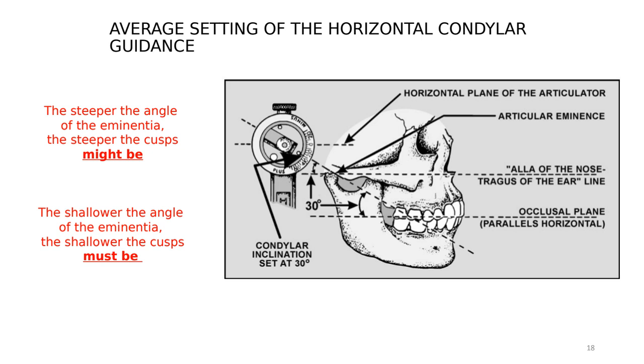So what the slide is telling you is that the average condylar inclination is based on the cusp. The shallower the cusp, the shallower the angle.